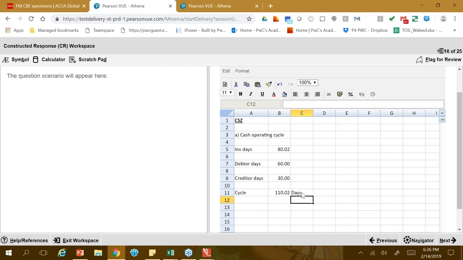Now, any questions here with the calculations first before I go into the discussion on this? Any questions here with the calculations? I hope that was relatively straightforward: inventory days, debtor days, creditor days, and then working out the cycle.